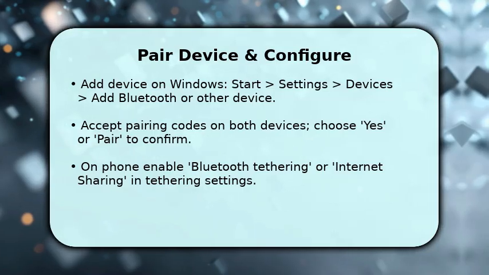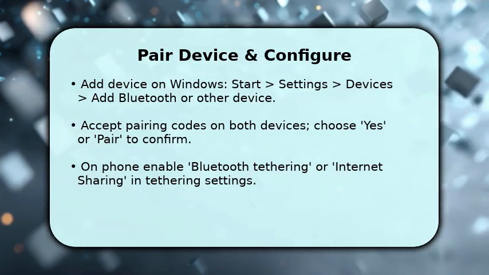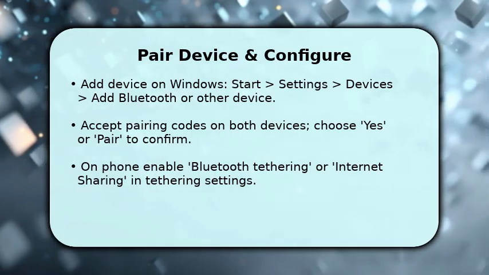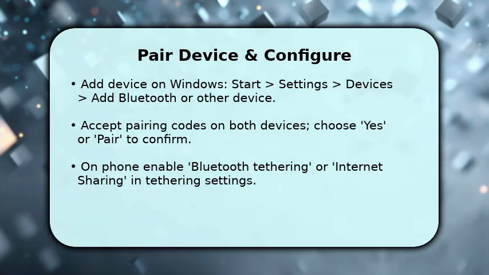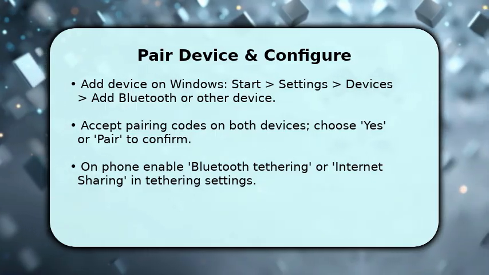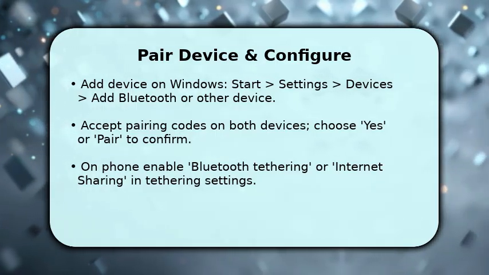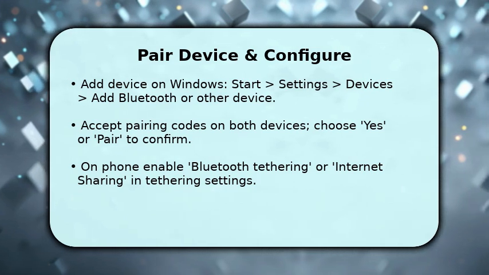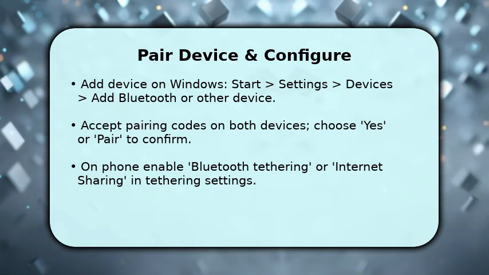After pairing, open Control Panel, Network and Sharing Center, change adapter settings to find the new Bluetooth network connection. This is how Windows accesses your phone's interface. On your phone, go to Settings, Connections, Mobile Hotspot, and Tethering, and enable Bluetooth tethering. This publishes the internet route the PC will use, so activate it now.